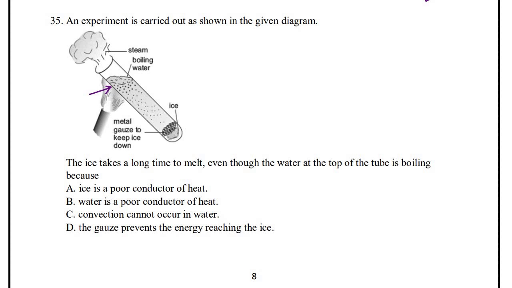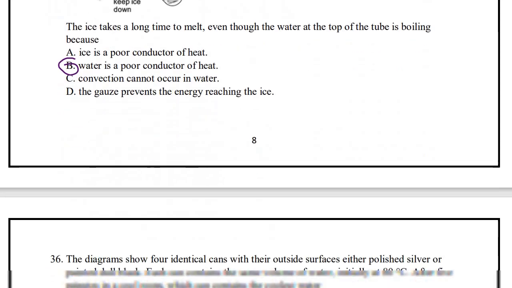Before the ice melts, the water begins to boil, just because the heat reaches this end of the ice very slowly, because water is a poor conductor of heat. So option B is the right answer. Due to the water placed between the boiling water and the ice, the heat travels very slowly by conduction and the ice will take a longer time to melt.